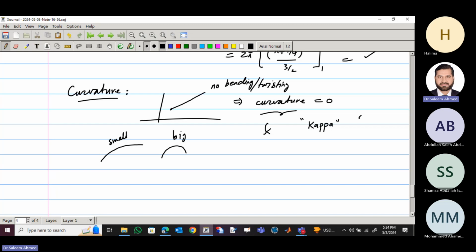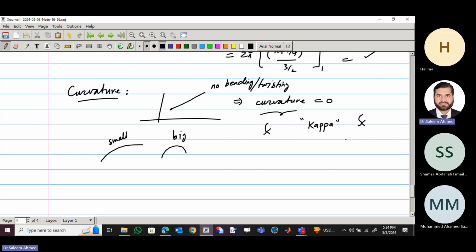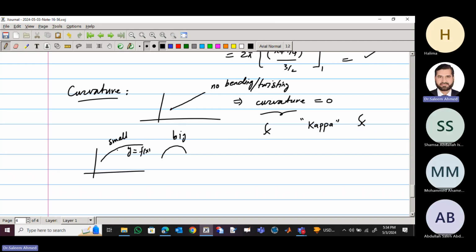So this line is like little s, prolonged s, but then we make it a k. So it's a kappa. Kappa is a function of x usually. If your function is y is equal to f of x, curvature is found at a point, not on an interval. At x, what is your curvature? Usually curvature is a function of x.